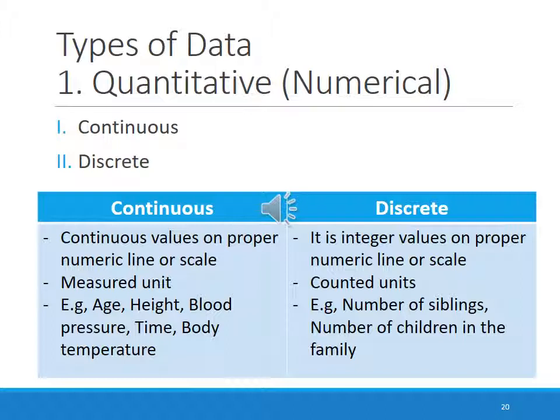Quantitative data are numerical data, which can be subdivided into continuous and discrete. Continuous data are values on metric scale. Basically, they can be measured. For example, age in years, height in meter, blood pressure in millimeter mercury, hours, degrees Celsius for body temperature. Discrete data, on the other hand, are integer values which are counted units. For example, number of siblings, number of children, number of times visited to a clinic, number of cigarettes one smokes per day.